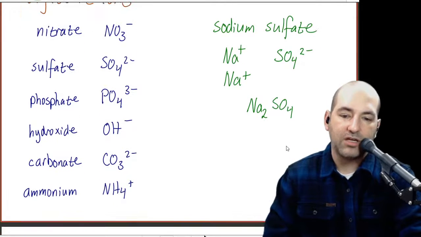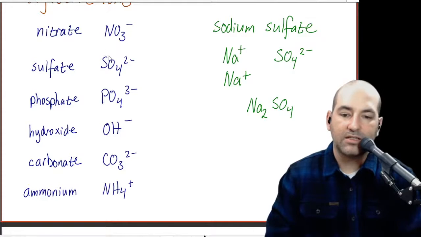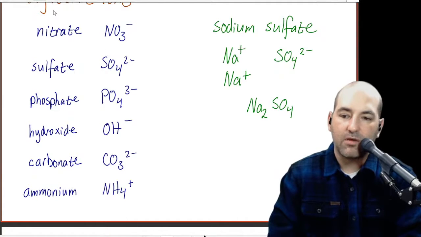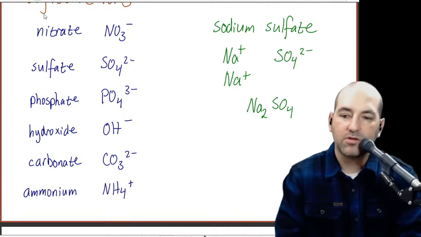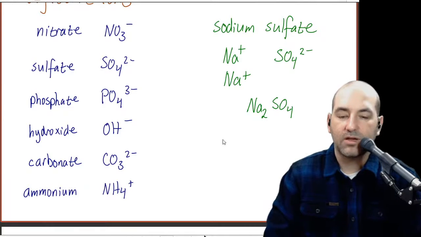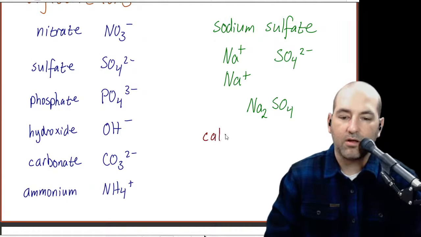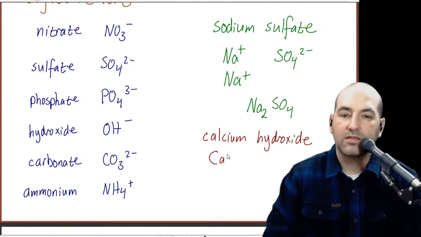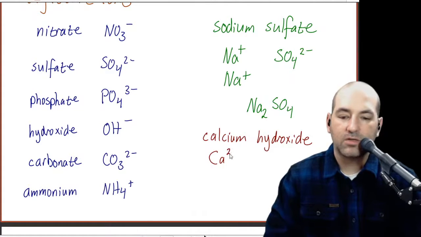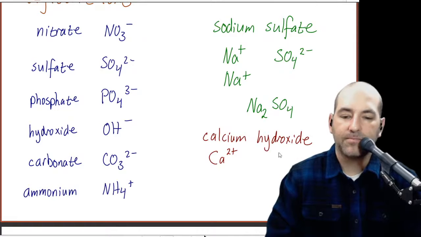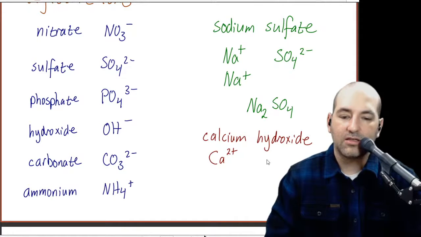Sometimes we have to change the number of the polyatomic ion, and that works the same way. The only difference is we have to use parentheses so that it's clear. So for example, calcium hydroxide. Calcium we look up on the periodic table. It's in column 2, which gives it a 2+ charge. And then hydroxide is on our list here, so it's OH with a -1 charge.